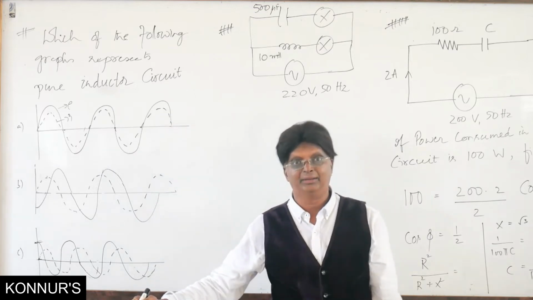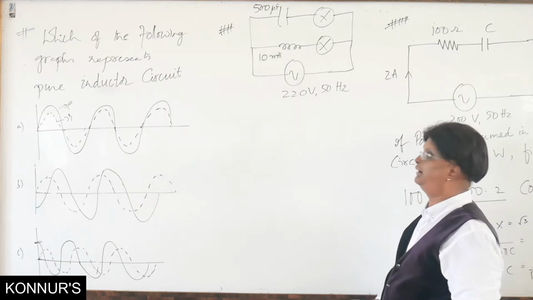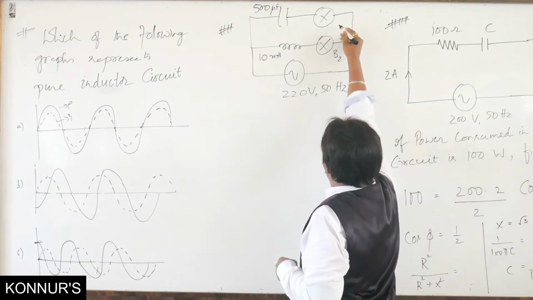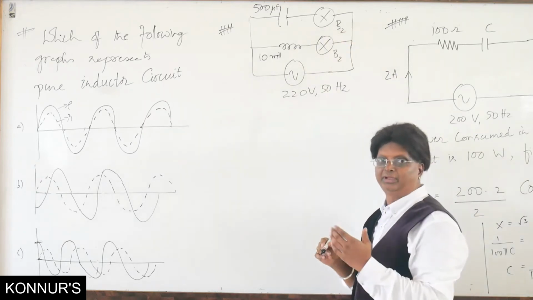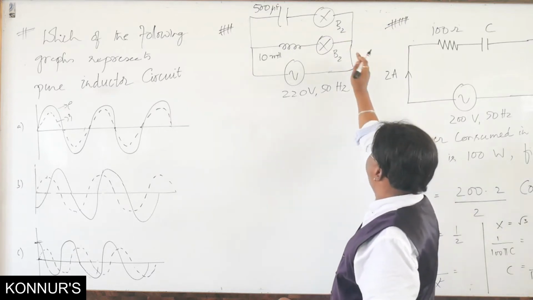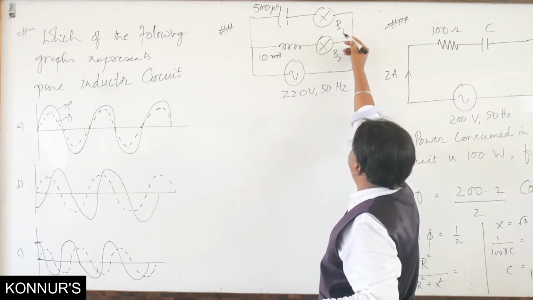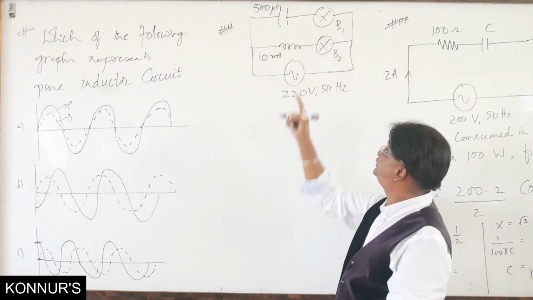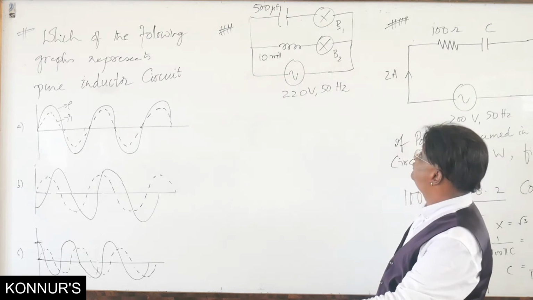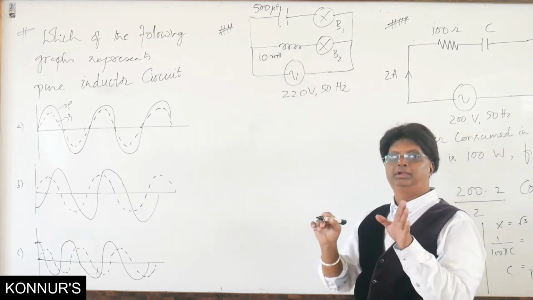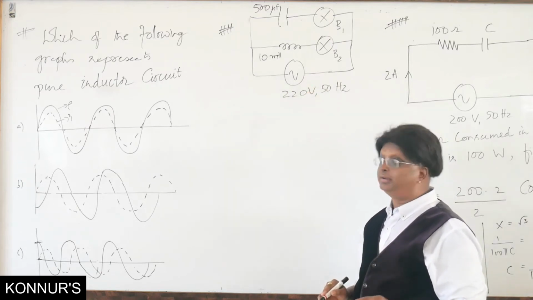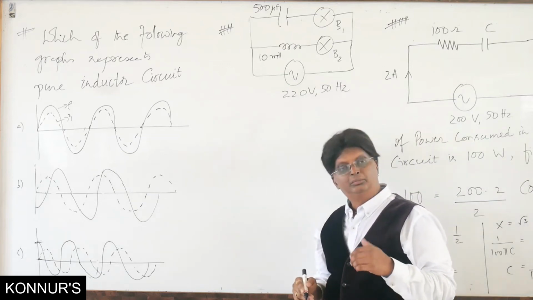Now, next example, one more numerical type I will show you, or else conceptually I will tell you. Here the figure says, the given figure shows two identical bulbs, B1 and B2. B1 is connected in series with a capacitor of 500 microfarad and B2 is connected in series with an inductor of 10 millihenry. This is connected to an AC source. The question is, which of the bulbs will have more brightness?